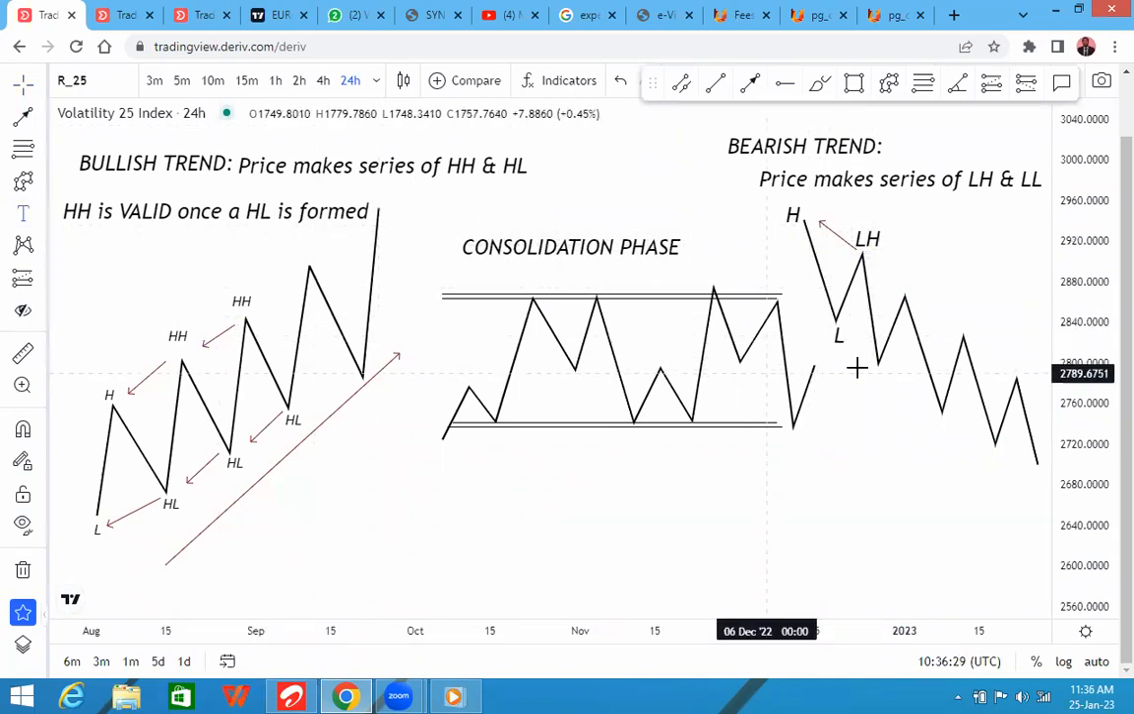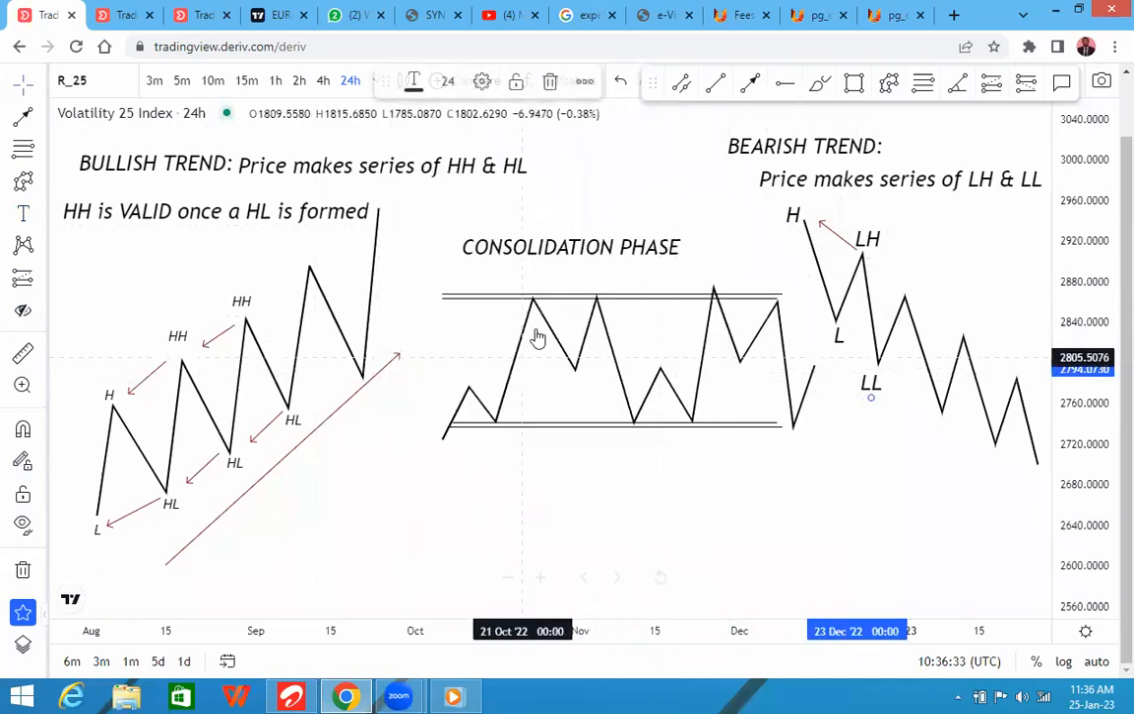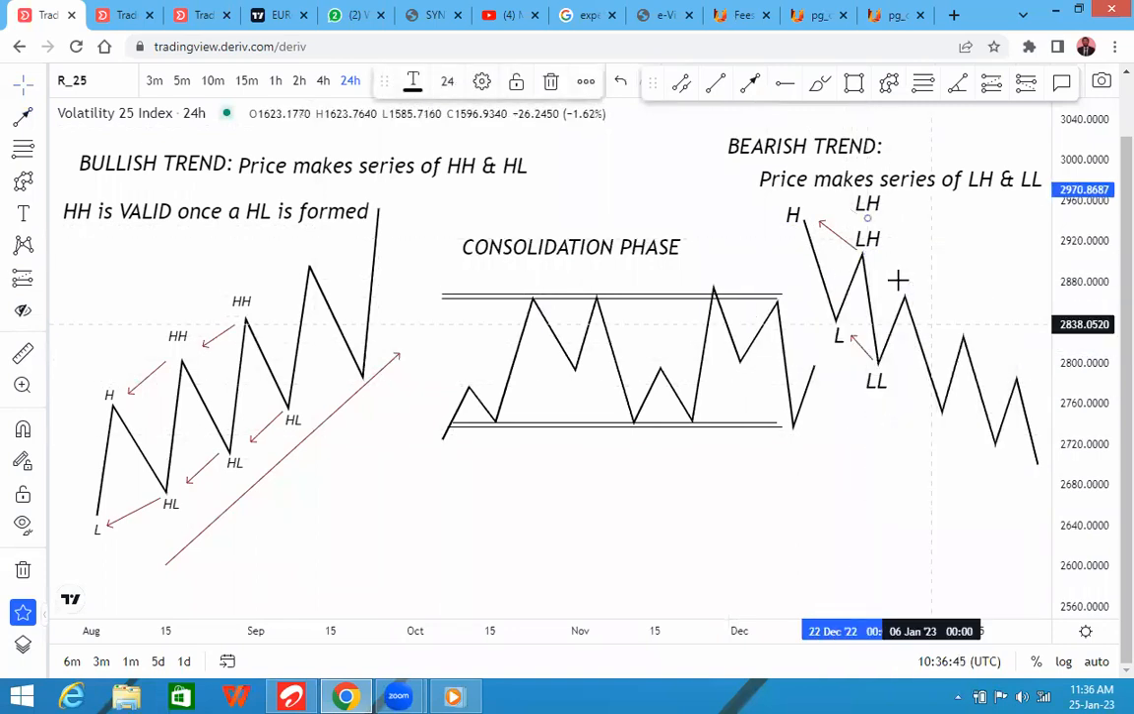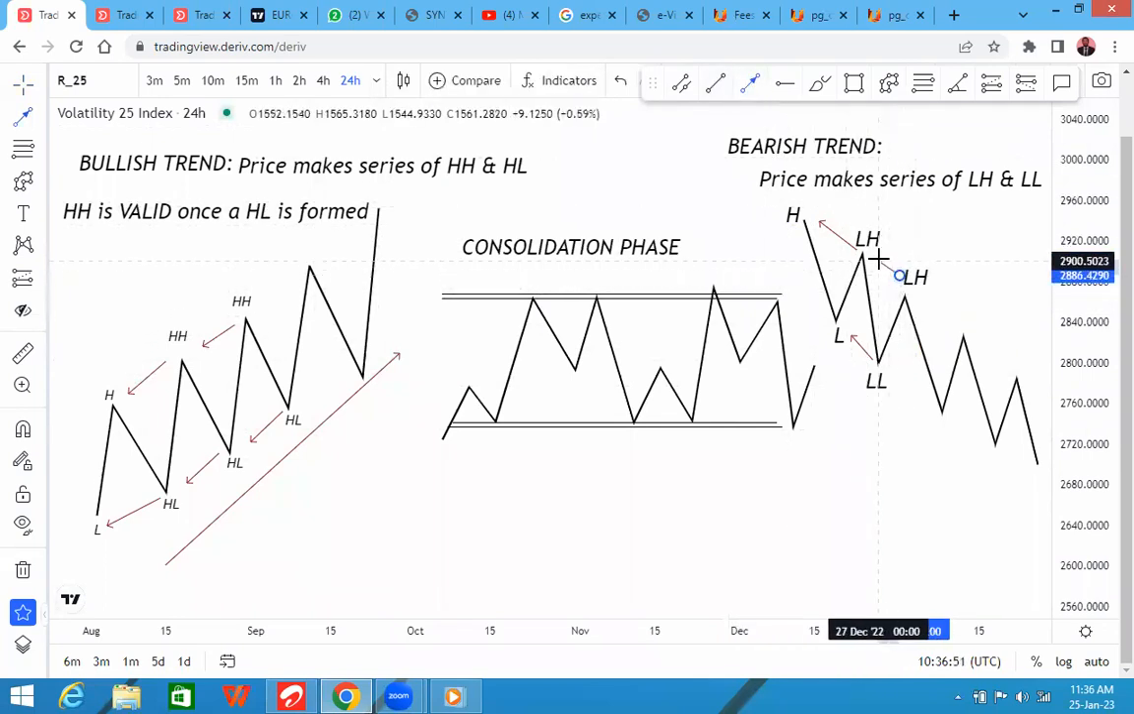Then price goes and gives us a lower low, lower than the previous low. This is the previous low. Now price comes and gives us a low that is lower than this previous low. You get it now? Then price gives us another lower high. Why is it a lower high? Because it is lower than this previous high. Then price gives us a lower low, the same concept: it is a low and it is lower than this previous low. So this becomes a lower low.